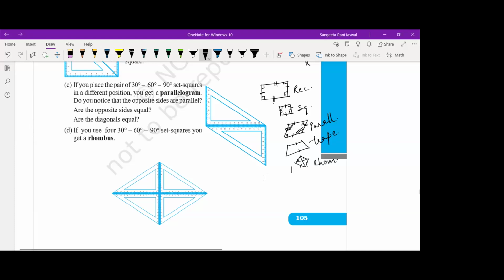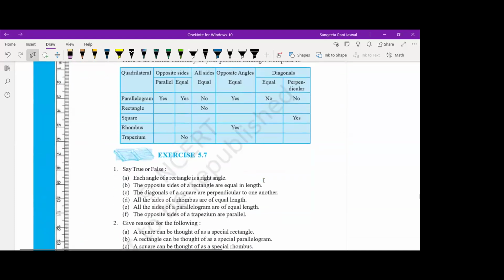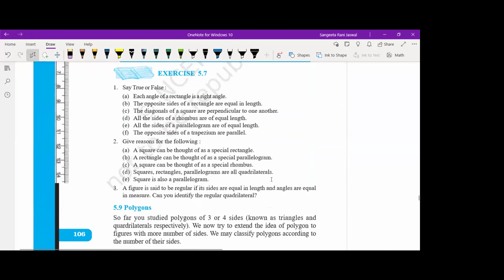Right? Let's see some questions in this. True, false. Each angle of a rectangle is a right angle. Is it true? Okay, yes. The opposite sides of a rectangle are equal in length. Is it? True, ma'am. True. The diagonals of a square are perpendicular to one another. True, ma'am. The diagonals, what is it written? The diagonals of a square are perpendicular to one another.